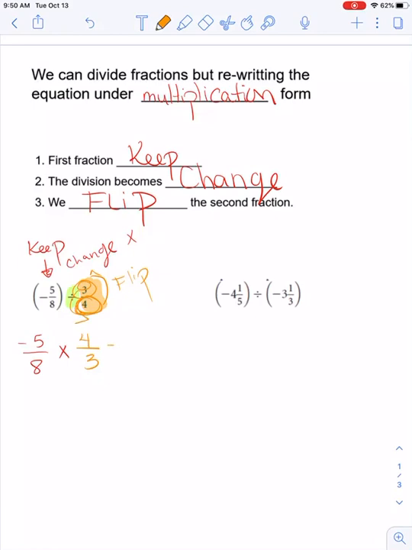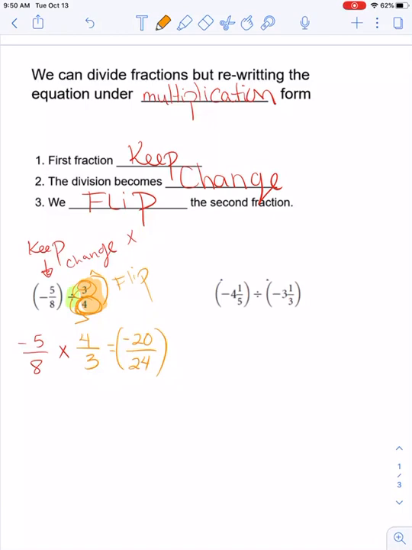And now it looks like a multiplication, and we just multiply the numerators. So negative 5 times 4 gives me negative 20. And 8 times 3 gives me 24. So it gives me negative 20 over 24.